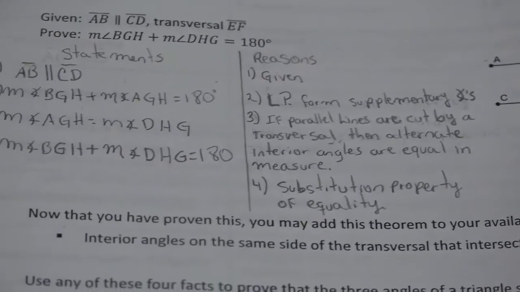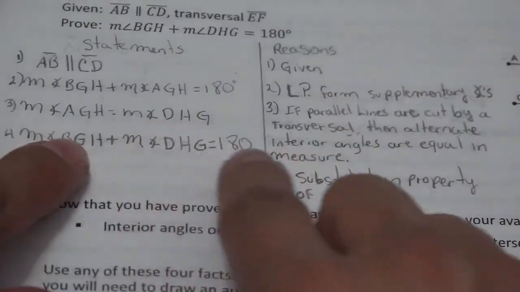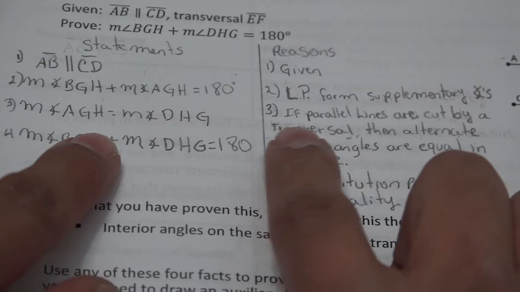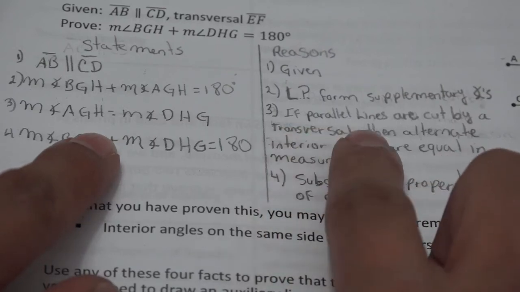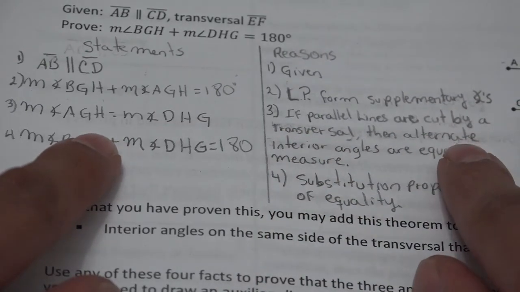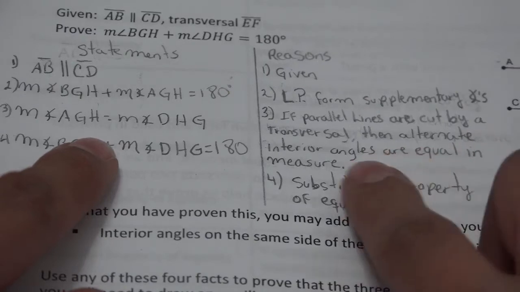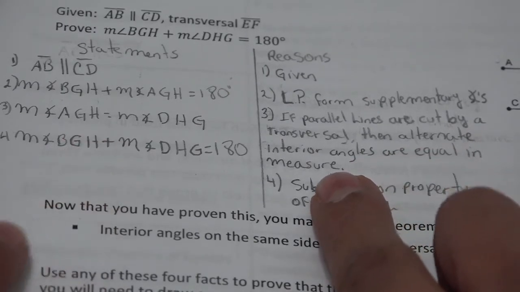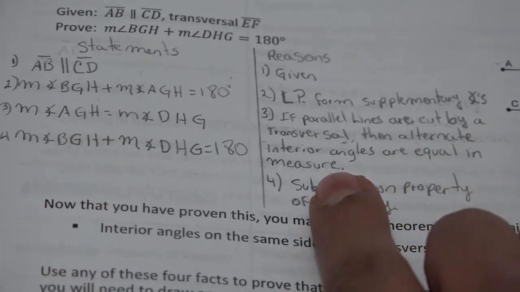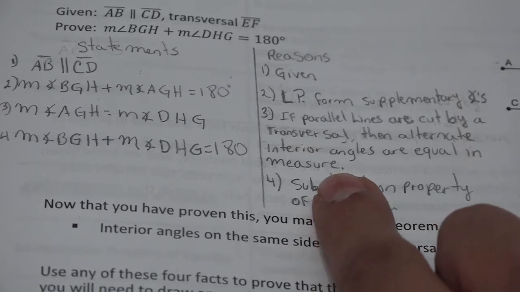So what I wrote was that they are equal in measure. And what is my justification? Well, if parallel lines are cut by a transversal, then alternate interior angles are equal in measure. And of course, that was in our bag of tricks, right? Of facts, yes. Okay then.